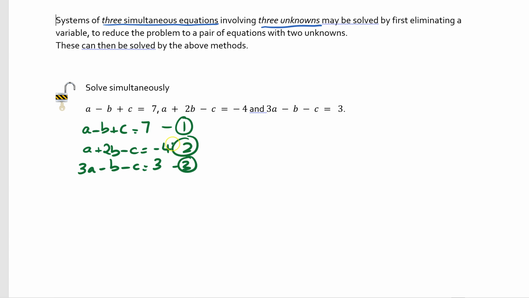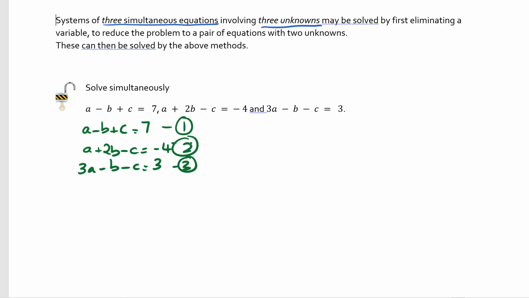Now, at this point, you are probably already astute enough mathematicians to look at these and say, which one looks the easiest to work with, which variable, and it's C, because it doesn't have any pronumerals in front of it. So I'm going to try to take equations 1 and 2 and eliminate C, and then equations 2 and 3 and eliminate C. Or maybe 1 and 3 and eliminate C. I just need 2 at a time.